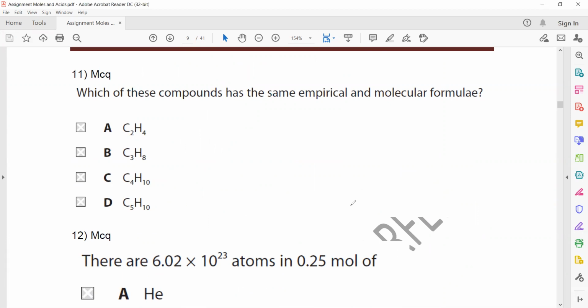So how can we work out which will have the same empirical and molecular formula? You can also state the answer, whatever you think is right. C2H4 is the molecular formula. When we take the simplest ratio, 2 and 4 can be further simplified to CH2. So it cannot be A.